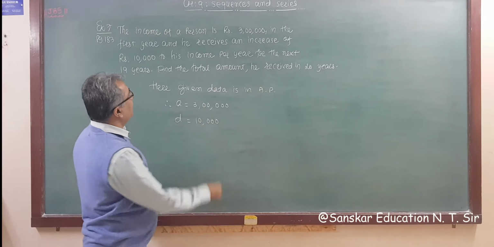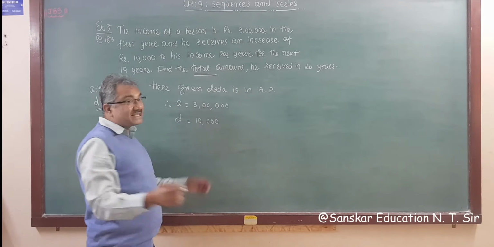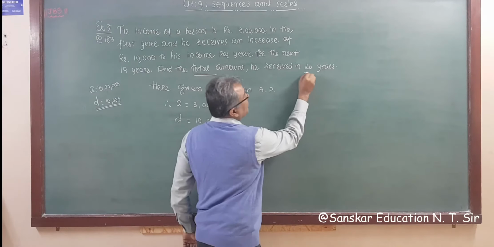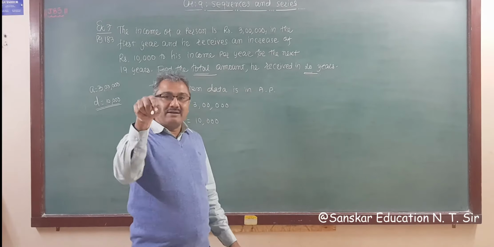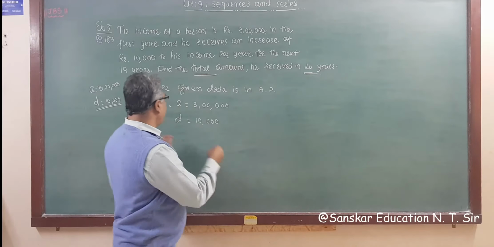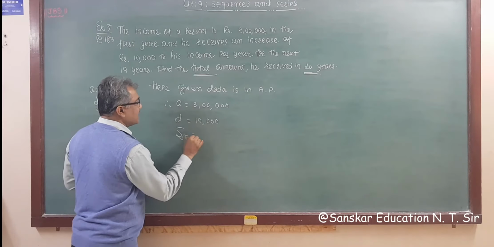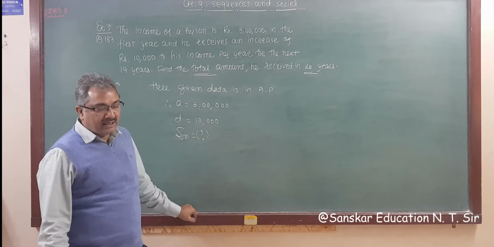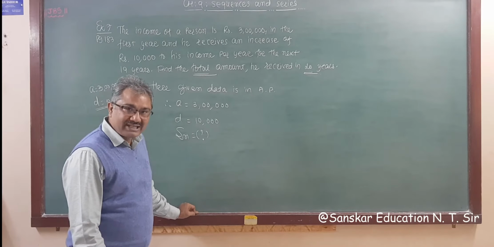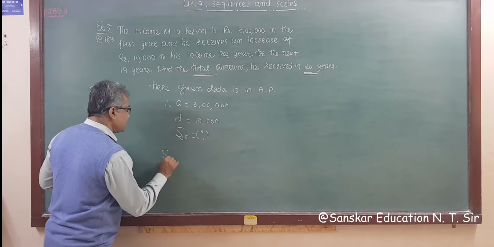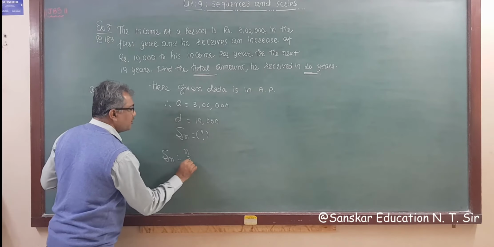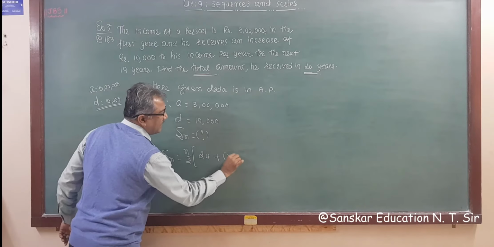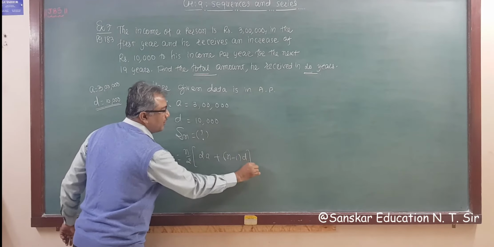Then we have to find the total amount. Total means sum of all the years' amount. He is receiving for 20 years. In n years, n is 20. So we have to find out what Sn is. That is our question. Now you have the formula for Sn. So Sn is n by 2, twice A plus n minus 1 into D.